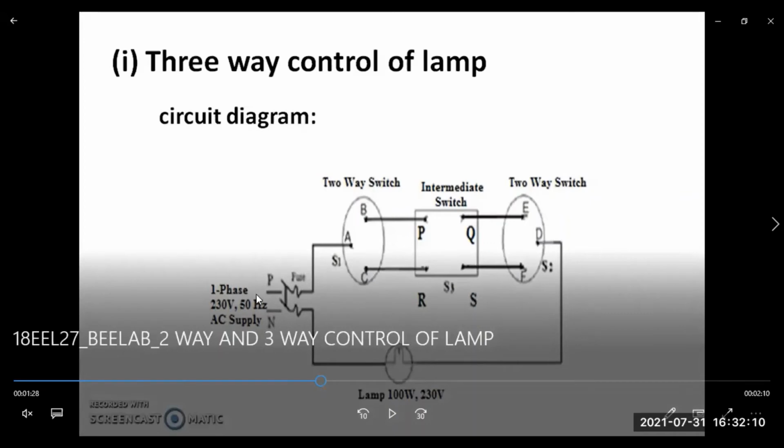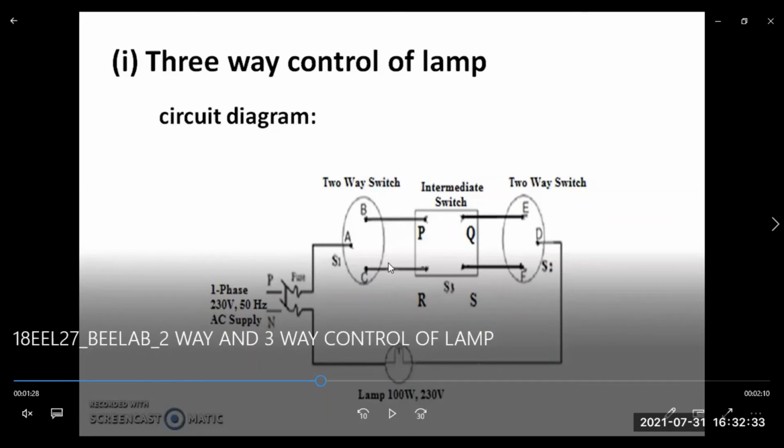Here, from the phase point, you have to take a wire. It has to be connected to A. Then B and P should be connected. Likewise, Q and E should be connected. Below side, C and R must be connected, and also S and F should be connected. Now, from the point D, you need to connect to the first point of the lamp. The second point of the lamp should be connected to the neutral point. Thus, the connection will be completed.